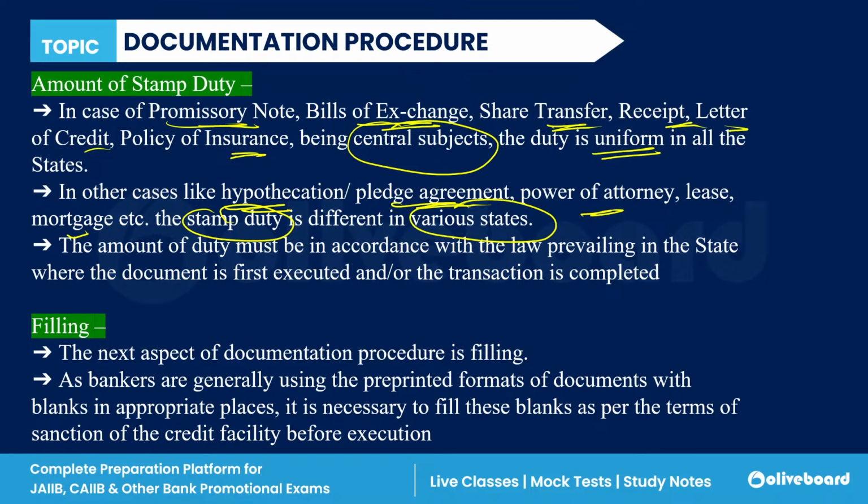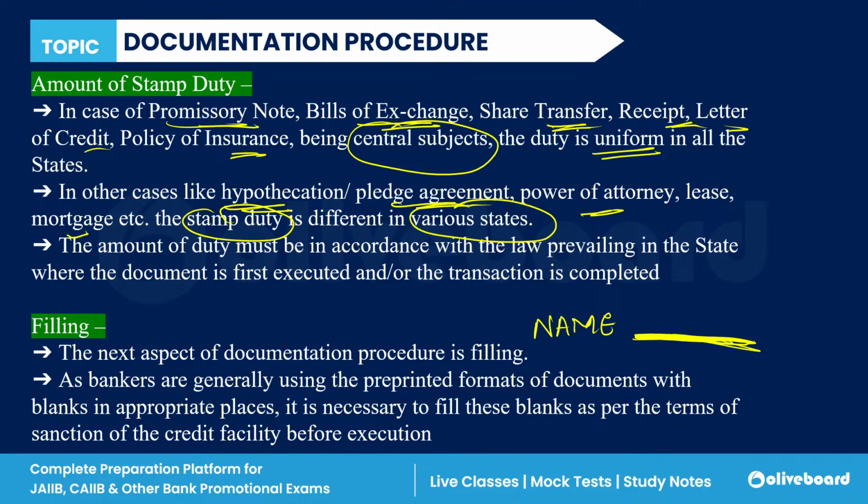Filling. If we talk about after stamping, the filling is done, not filing. So the documentation procedures involve the filling of the document, with appropriate blanks which are given in front of something. For example, name is given, and there is an appropriate blank, and a date and appropriate blank, right? So you have to fill the appropriate blank with the right terms and conditions.